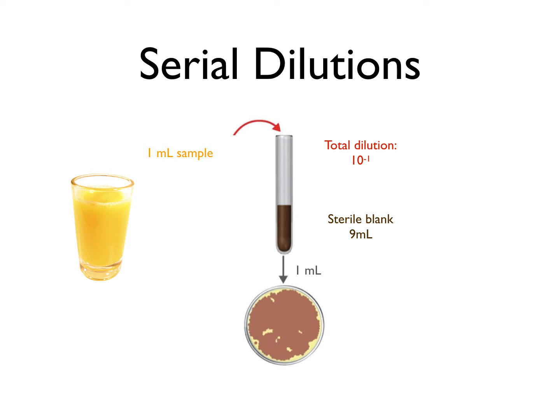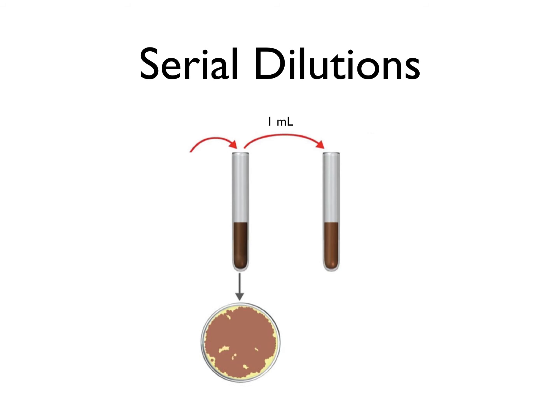To do so, 1 milliliter of the solution in the first tube is transferred to the solution in the sterile blank in the second tube. Again, because you're adding 1 milliliter of bacteria-laden solution to 9 milliliters of sterile solution, this is a 1 to 10 dilution. However, it's important to remember that this solution had already been diluted once before. To calculate the total dilution, you add the exponents of each individual dilution. In this case, 1 plus 1 is 2, and so the total dilution in exponential form is 10 to the negative 2. This is equivalent to a 1 to 100 dilution.